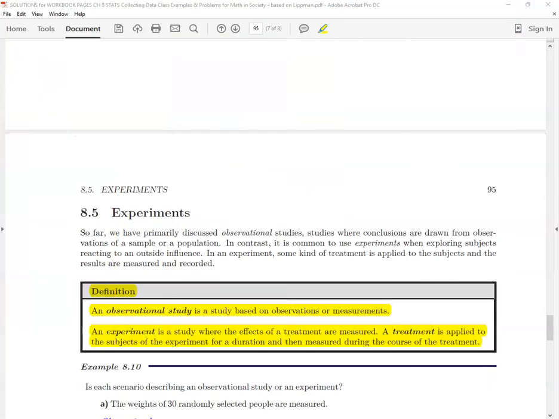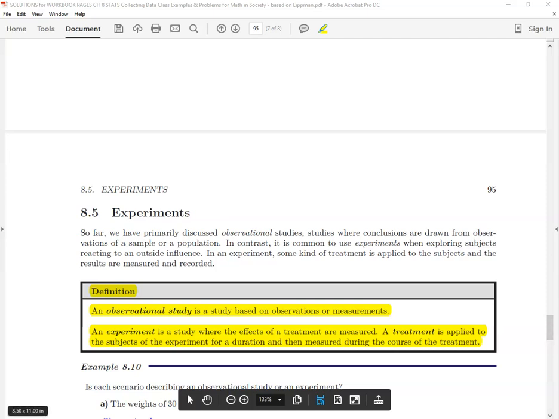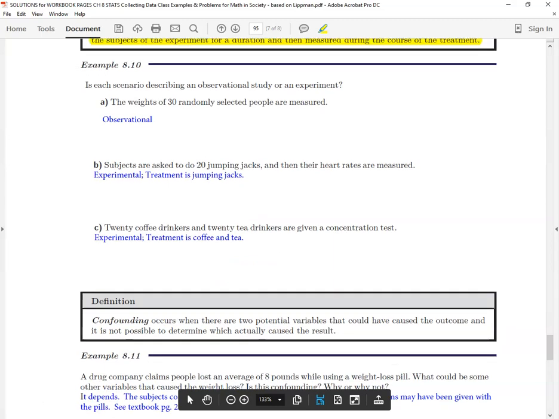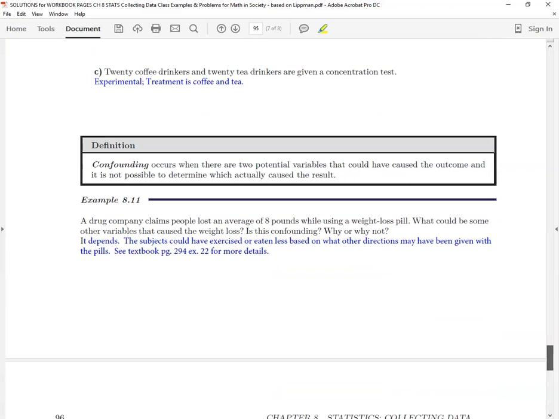Now if you pause the video and work out the questions, see if you can figure those out on your own. Okay, so here's the answer to example 8.10. A is observational, B is experimental. The treatment would be jumping jacks, and C, experimental, treatment is coffee and tea. I'm going to scroll up.